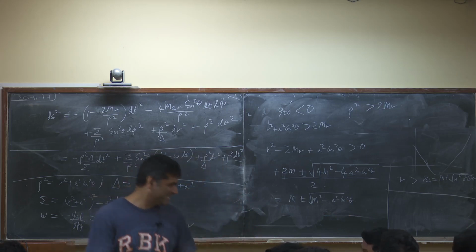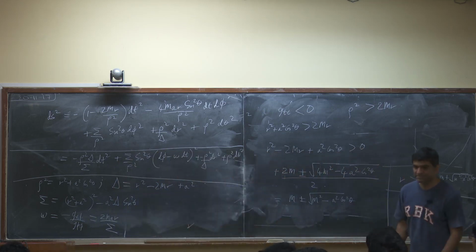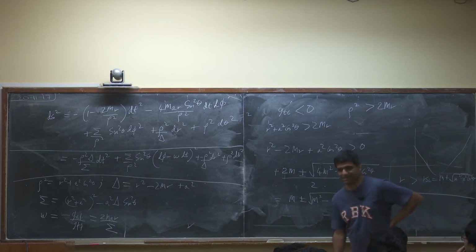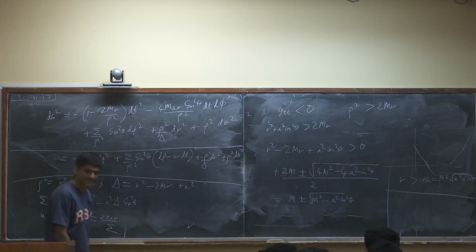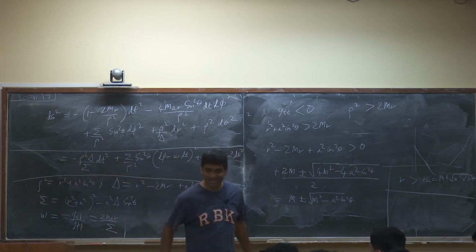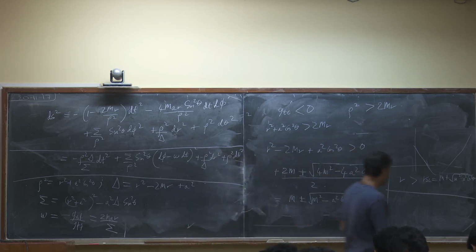t is just some coordinate. But if m is less than a, as we will see, m less than a is a solution with a naked singularity. It is a solution as bad as we'll see. Let's keep going.